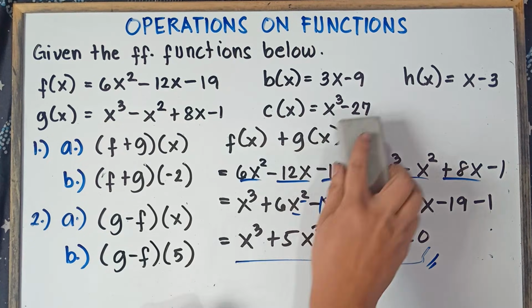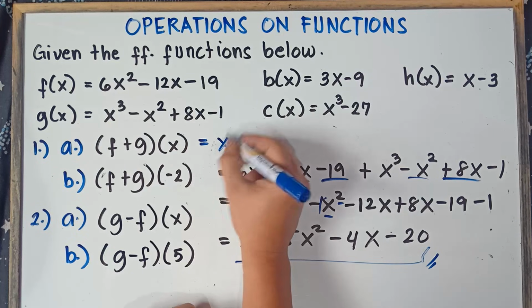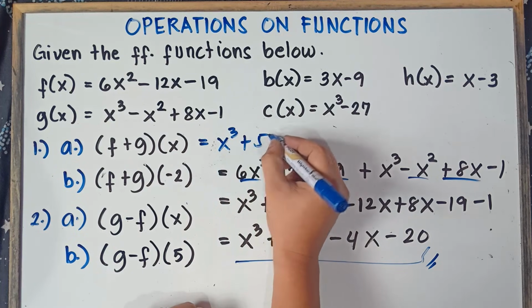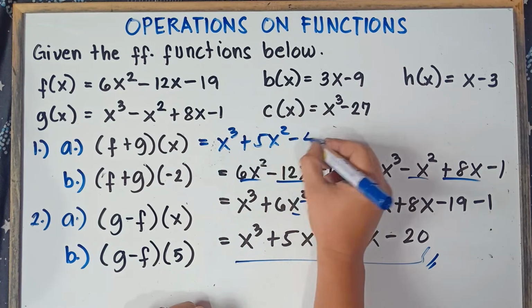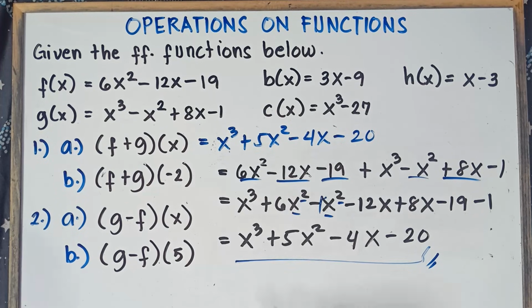Alright, so let me just copy our answer here. For letter A, that would be x cubed plus 5x squared minus 4x minus 20. All set, class. All set for letter A.